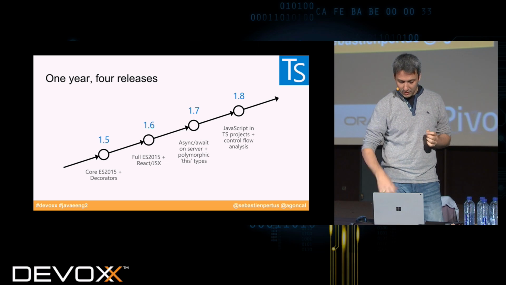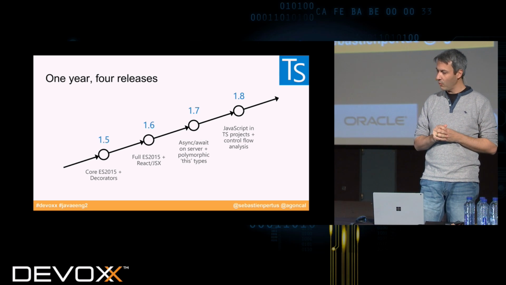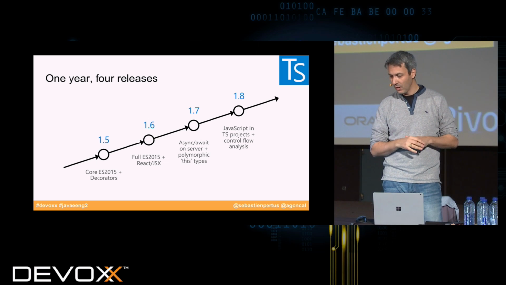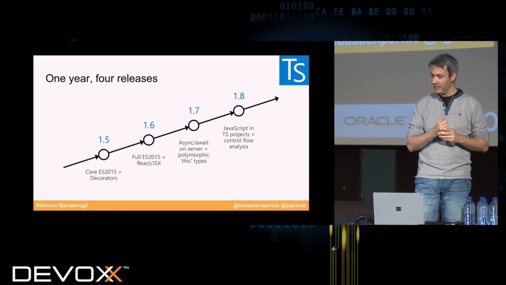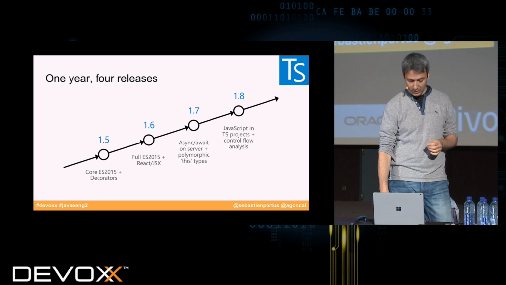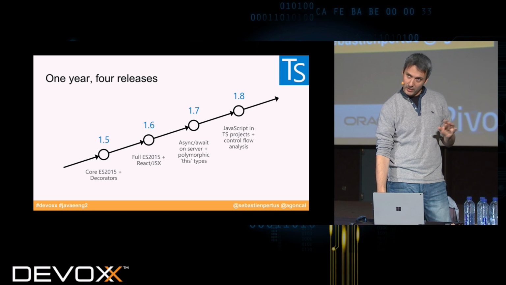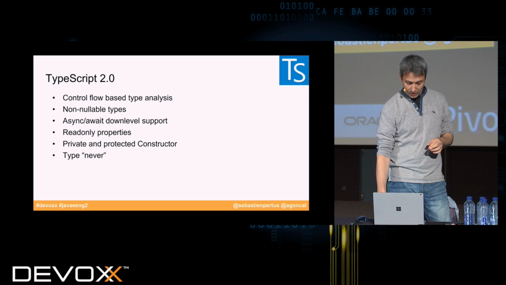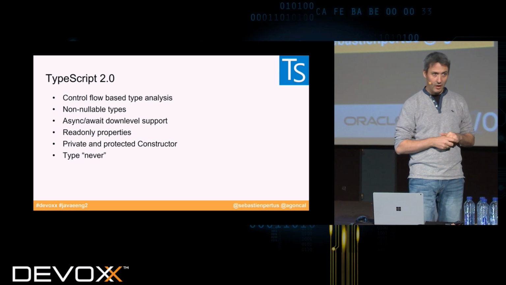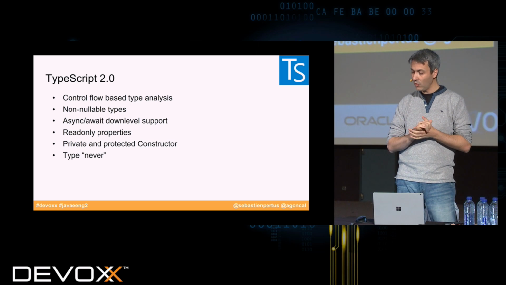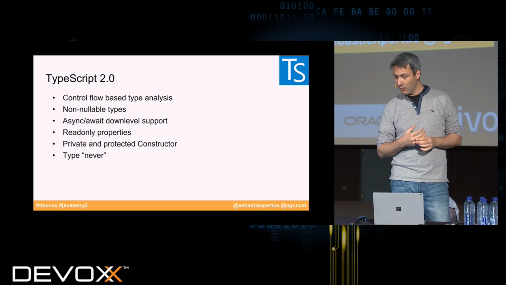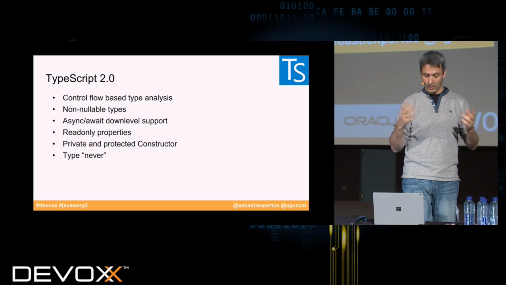Okay, we have a lot of releases, maybe 4 in 1 year, from 1.5 to 1.8, with many features, like async await, like the full support of React JSX, control flow, etc., etc. The decorators, something that is currently not in the spec, but mainly used by Angular 2. TypeScript 2 was released maybe, I don't know, 2 months ago. So we have the non-nullable types, the async await, Node-level support for server side, readonly properties, never type, etc., etc. A lot of stuff.